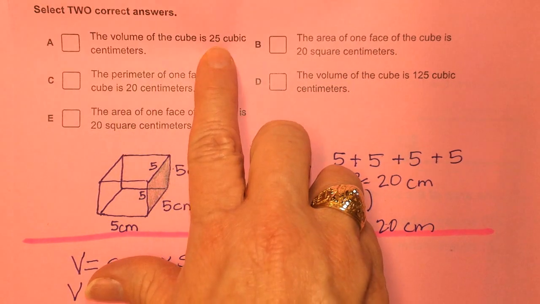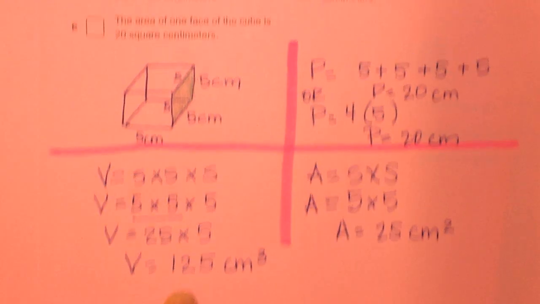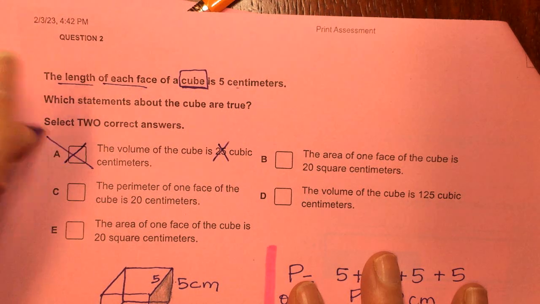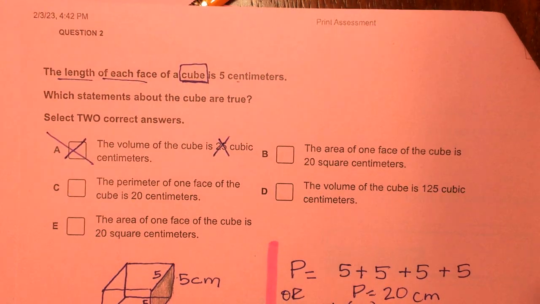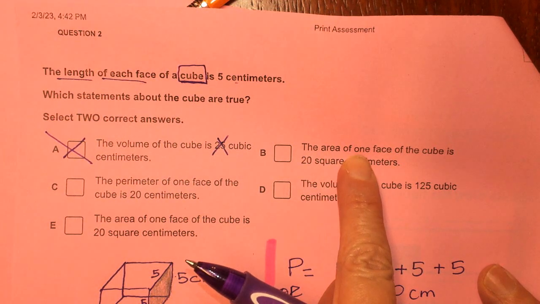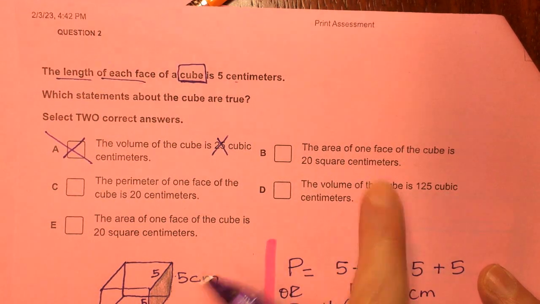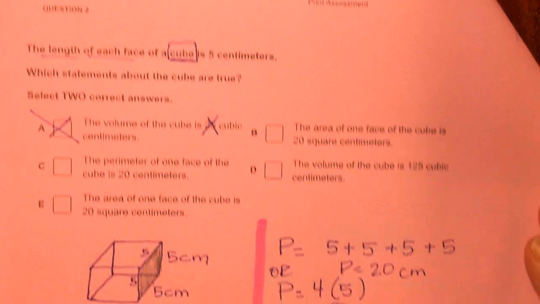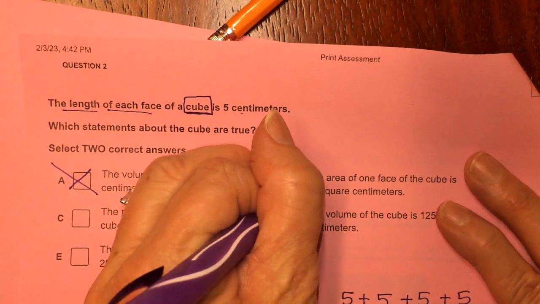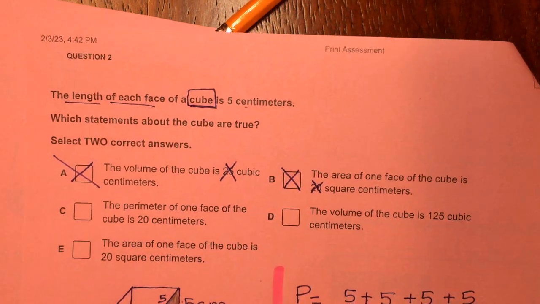Because as I scroll to the top, I just look and it says volume. Is the volume 25? Is that what we wrote? No, the volume is 125. I'm going to cross that out and I'm going to X this off. I would not want to pick that. Letter B, the area of one face of the cube is 20 centimeters. If I go to my area box and I see that it's 25, can it possibly be 20? No. Cross that off and cross off 20 so you're not confused.